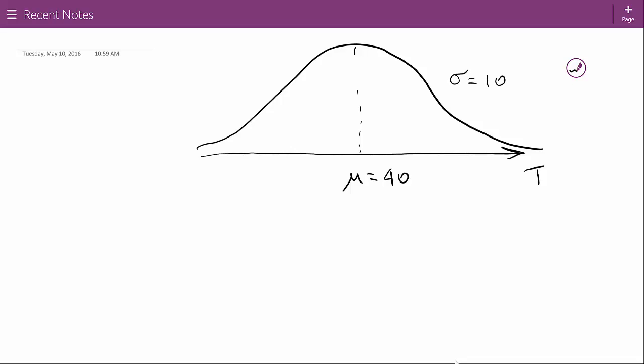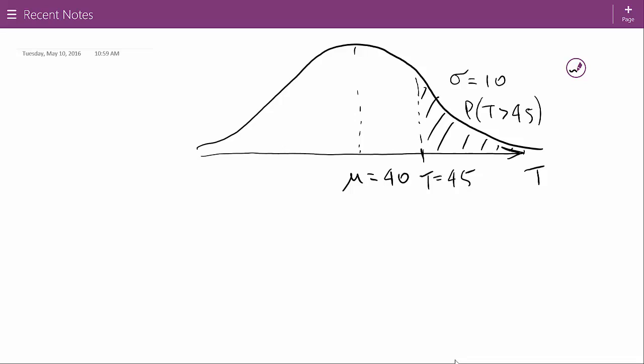And the standard deviation, sigma, is 10. The first question asks what's the likelihood that it will take him longer than 45 minutes. Over here we have time equal to 45, and all times longer than 45 minutes are located to the right of 45. So what we are looking for is this area right here. This is the probability that time to get to work will exceed 45 minutes.